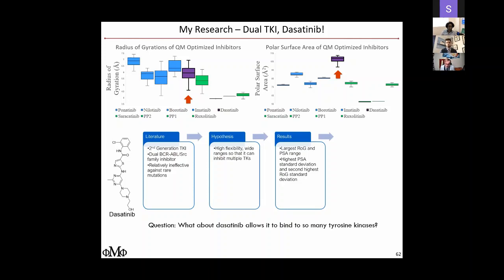The results found were that it has the largest radius of gyration and polar surface area range, as well as the highest polar surface area standard deviation and the 2nd highest radius of gyration standard deviation. So very varied. It's very varied, as it was designed. My conclusion on this is that it was designed to inhibit multiple kinases, so it needs to be able to fit in multiple, albeit conserved, but slightly different ATP binding pockets.